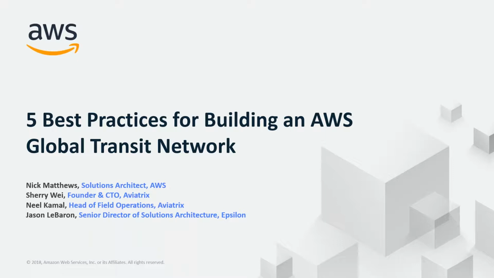You're here for the 5 best practices for building an AWS global transit network. We're joined here from Aviatrix folks. Sherry is the CTO and founder, and Neil's the head of field sales. As well as we've got a customer to tell their case study. So Jason, who's the director of solutions architect over at Epsilon, is going to join us as well. Nick Matthews, I'm a solutions architect with AWS.